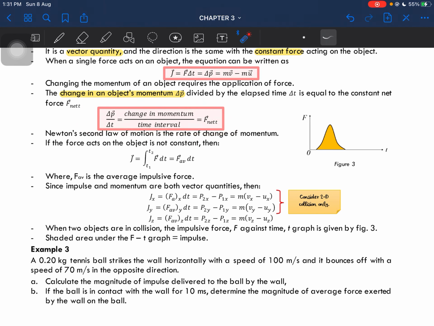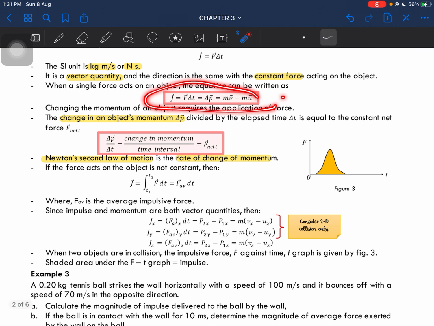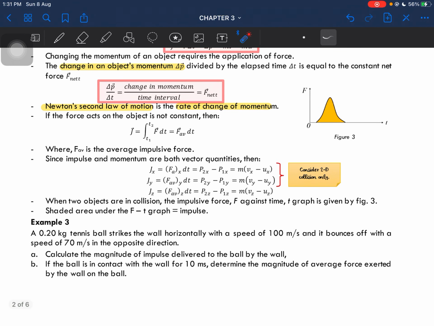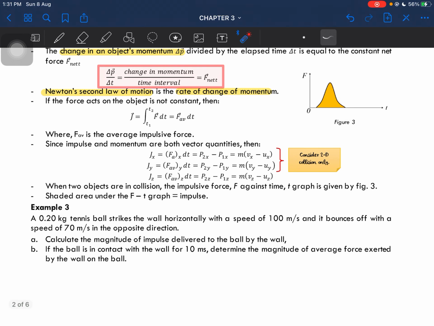Newton's second law of motion describes the rate of change of momentum. Just now, this was for constant force. But if the force on the object is not constant, we can integrate the force from the first time to the second time, so we can find the average impulsive force. So these are the vector quantities for both impulse and momentum. However, we are only considering 2D collisions, so we only look at Jx and Jy. The Jz we won't be considering in this matriculation syllabus.